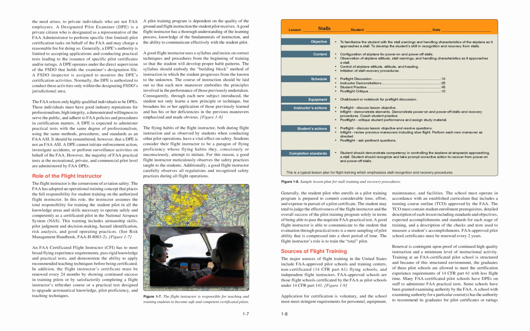Lesson, student, date. Objective: to familiarize the student with the stall warnings and handling characteristics of the airplane as it approaches a stall, and to develop the student's skill in recognition and recovery from stalls. Content: configuration of the airplane for power-on and power-off stalls; observation of airplane attitude, stall warnings, and handling characteristics as it approaches a stall; control of airplane attitude, altitude, and heading; initiation of stall recovery procedures. Schedule: pre-flight discussion.